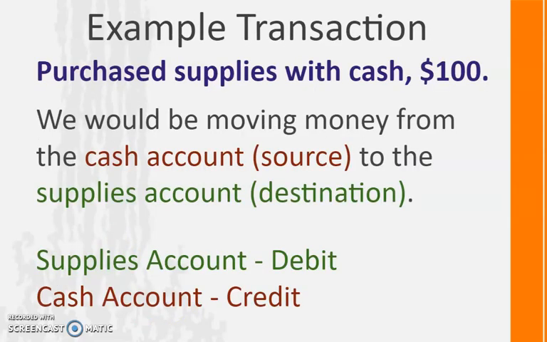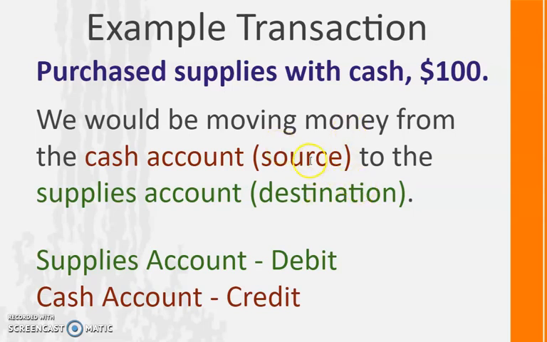Here's an example transaction, and this is a transaction we've worked with previously. Purchase supplies with cash, $100. So the business is buying supplies, and we used cash to buy those supplies. So in this transaction, we would be moving money from the cash account, which is the source, to the supplies account, which is the destination. And if you think about it, that makes sense, right? Because we are going to have less cash than we once did. So we took money from that account, and we're going to have more supplies than we once did. So we're putting money into that account.